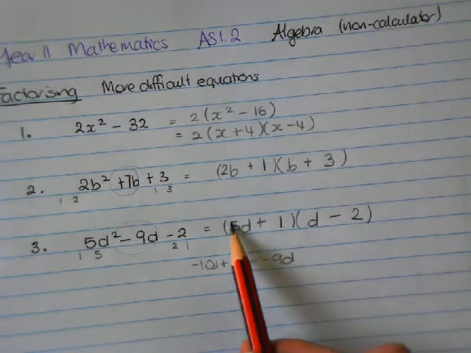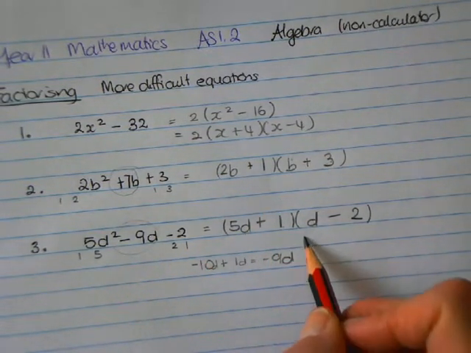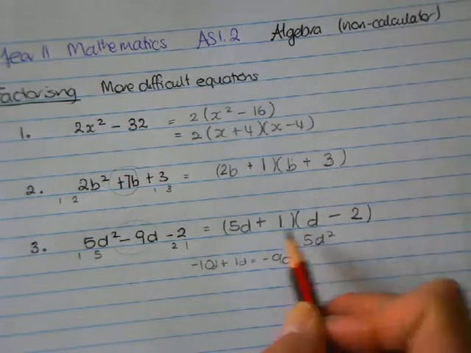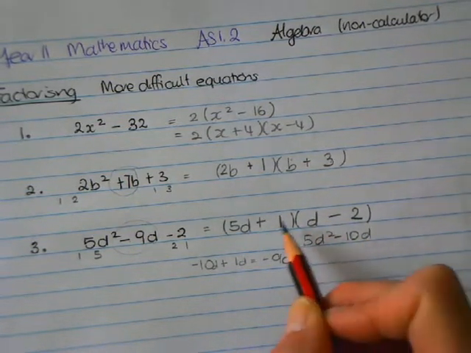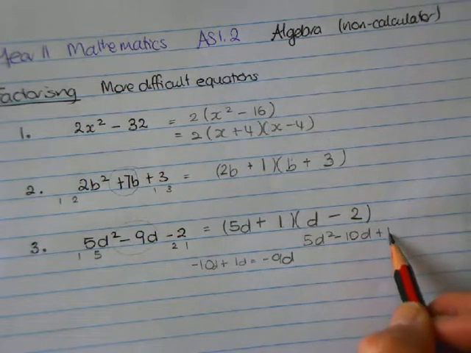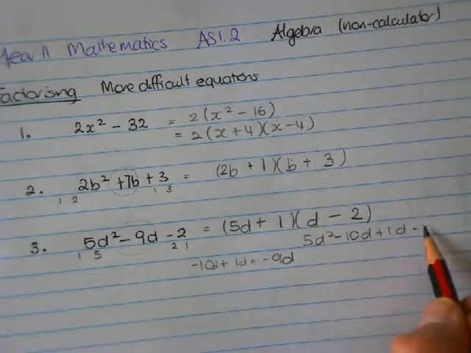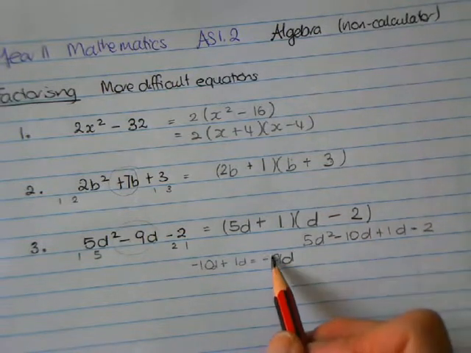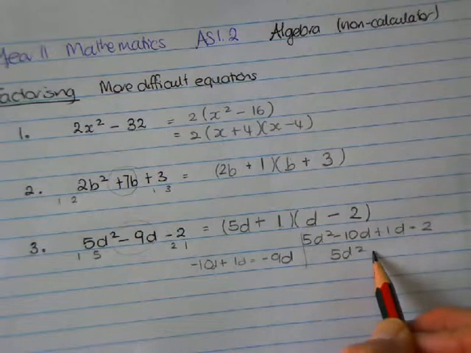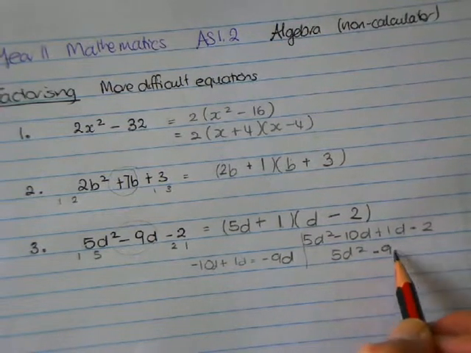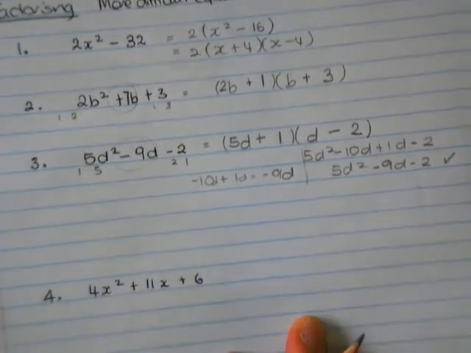To check, I can expand. 5d times d gives me 5d squared. So I could write that down. 5d times negative 2, negative 10d, plus 1d, and 1 times negative 2 is negative 2. And when we simplify that, we get 5d squared minus 9d minus 2. It is correct.